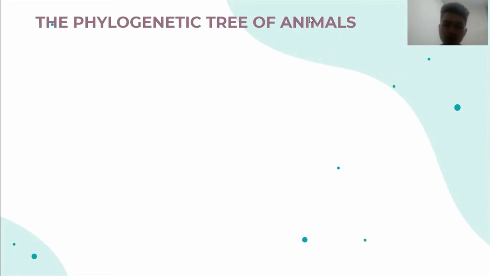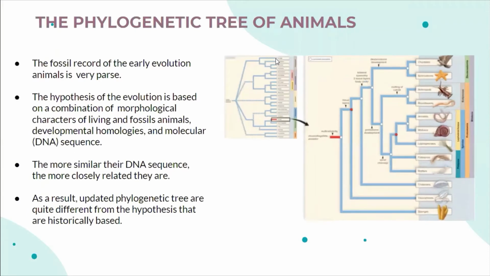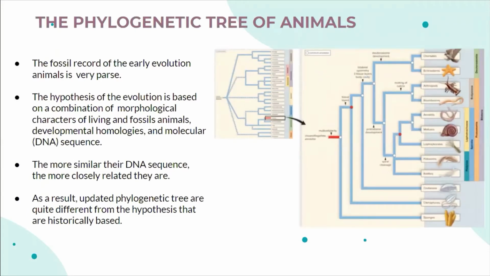Now let's move on to the phylogenetic tree of animals. So, the fossil record of the early evolution of animals is very sparse. Then the hypothesis of the evolution is based on the combination of morphological characters of living and fossil animals, developmental homologies, and molecular DNA sequence. The concept is, the more similar their DNA sequences are, the more closely related they are. And as a result, updated phylogenetic trees are quite different from those that are historically based.